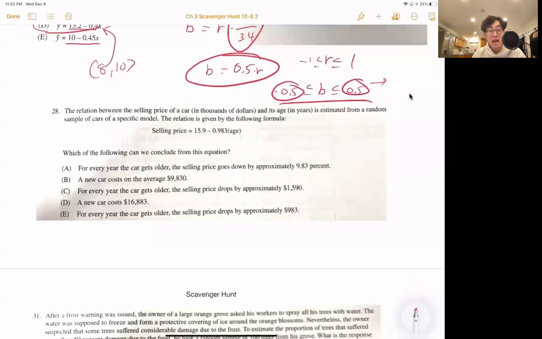Number 28, or number 3 for this one: which of the following can we conclude from this equation? So for every year the car gets older, the selling price goes down by approximately 9.83%.